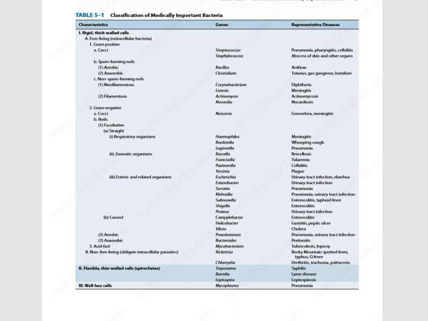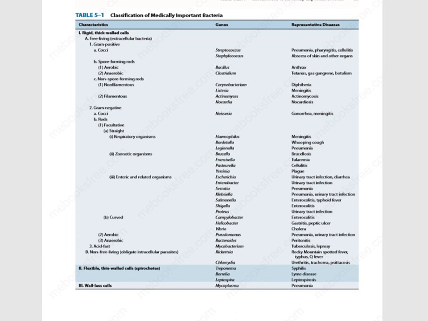The gram positives include the cocci. Cocci can be streptococci and staphylococci. Then we have the rods that can be aerobic ones like bacilli, and they can be anaerobic like clostridia. Then we have the non-spore forming rods like non-filamentous Corynebacterium diphtheriae, and Listeria, and there can be filamentous gram positive rods like Actinomyces and Nocardia.